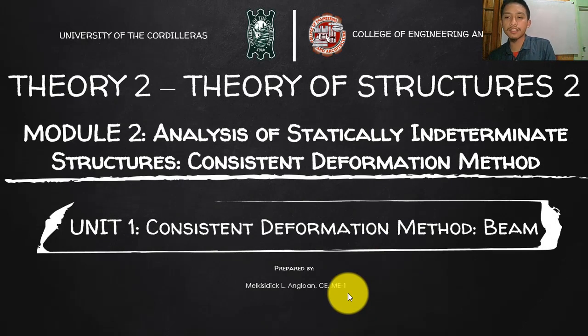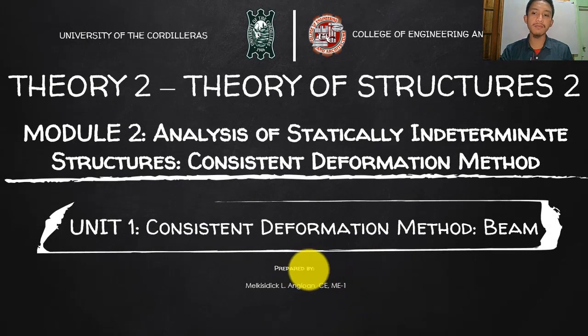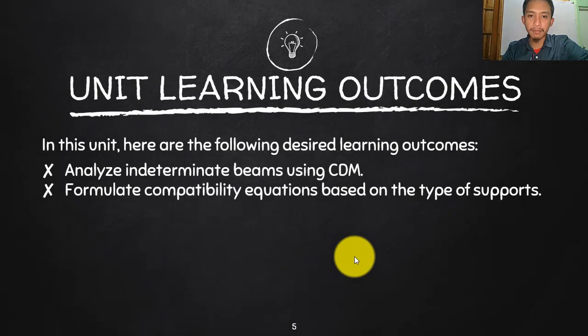There are types of structures in it. We can just have a simple beam, a frame, or a truss. So let's try to discuss this one by one. In our first unit under this module 2, let's try to apply the consistent deformation method on beams. So let's start with beams.